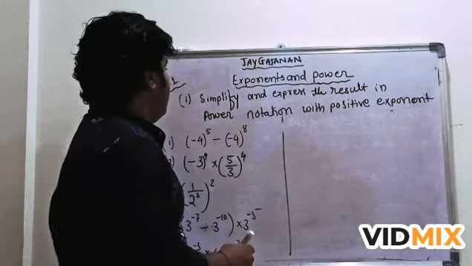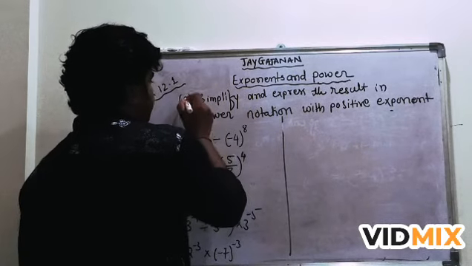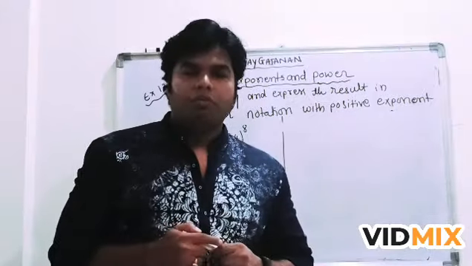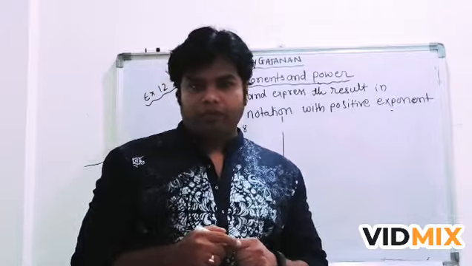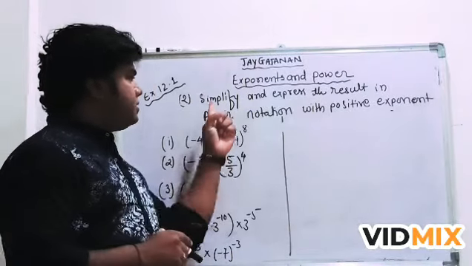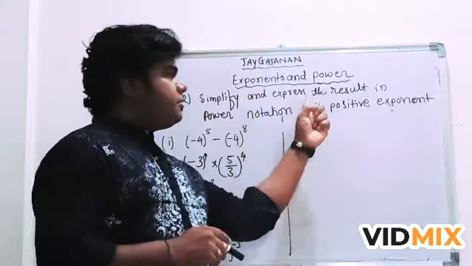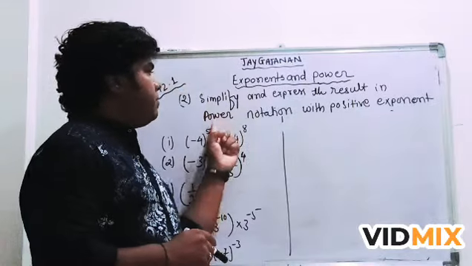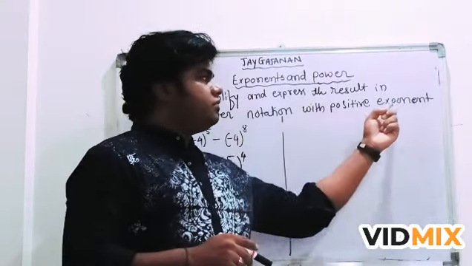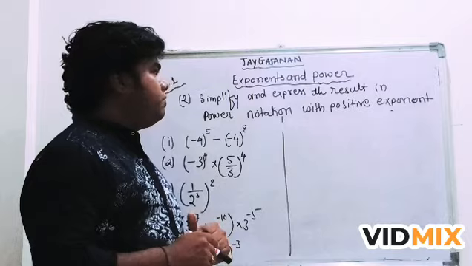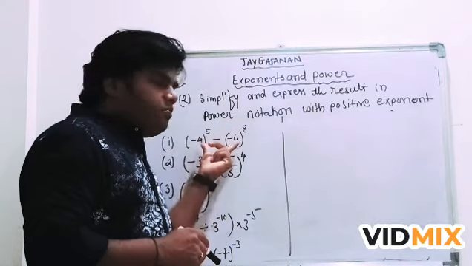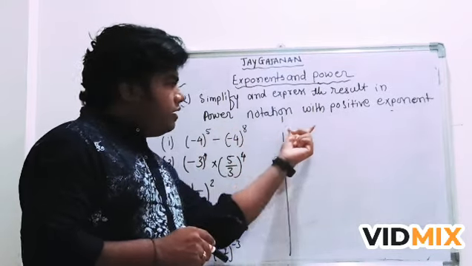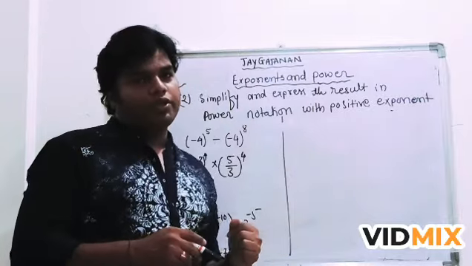So now the second question from the same exercise 12.1. Now what we are going to do is simplify and express the result in power notation with positive exponent. What is the meaning of this question? We have to simplify this and leave it in power notation.